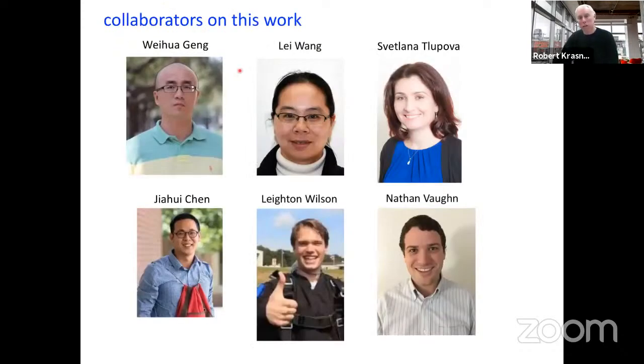The collaborators on this work are Weihua Geng, a longtime collaborator, and his student, who's now at Michigan State as a postdoc, and Lei Wang and Svetlana Tlupova, former student and former postdoc. They did the original development of the barycentric Lagrange tree code.